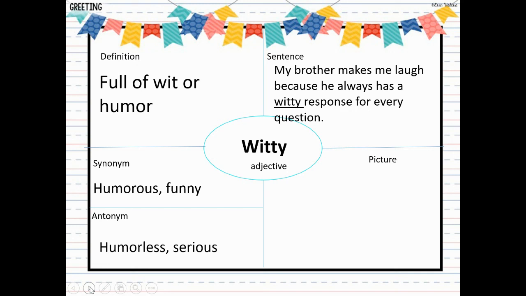So our words again, my brother makes me laugh because he always has a witty response for every question. Our synonyms were humorous and funny. Antonyms are humorless and serious.